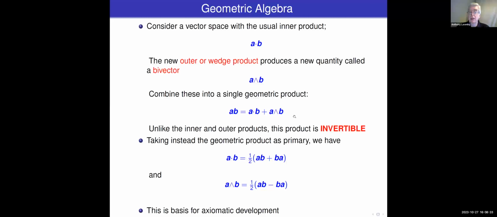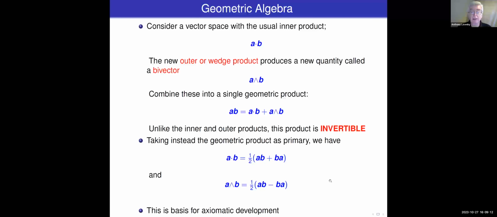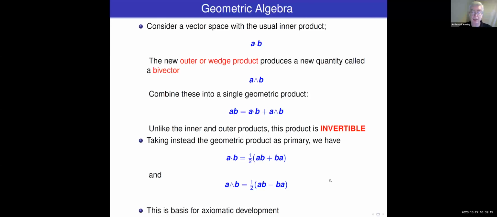And the very interesting thing about this is that unlike the inner and outer products, this product is invertible. I could multiply by A to the -1 in from the left, and A to the -1 exists, and I can just use it like that algebraically. So what this leads to is that we now think of this geometric product as primary, and we derive the inner and outer products from it. The inner product is, if you like, the anticommutator of A and B, written there. The wedge product, naturally, because it's antisymmetric in A and B, is here, half AB minus BA. And that forms the basis for an axiomatic development.